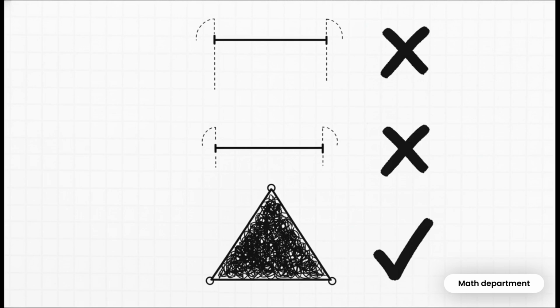Look at the first set, sides of 3, 5, and 10. The shortest are 3 and 5. Well, 3 plus 5 is 8. Is 8 greater than 10? No. Put a cross next to that one. The structure collapses. How about 6, 6, and 12?